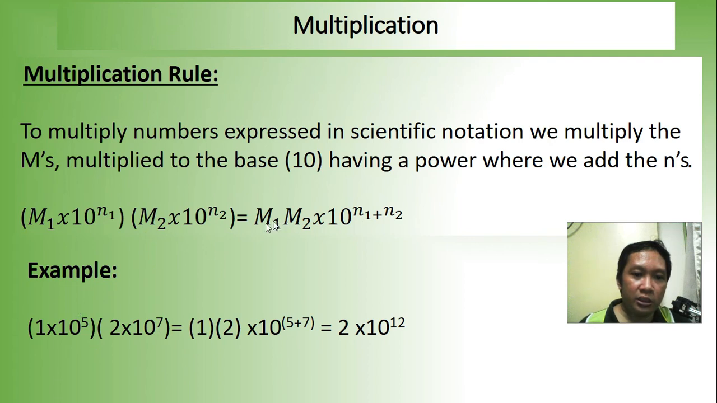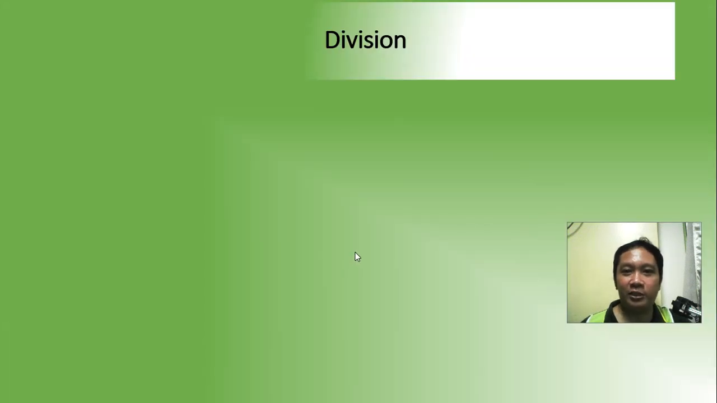So you will notice that as our rule, we multiply the m's. So we have 1 times 2. These are m's, m1 and m2. Of course, the result is 2. We copy the common base and we add the power. We have 5 plus 7. This will result to positive 12. So this is now our final answer. We have 2 times 10 to the power of 12. Okay, that's how simple it is.